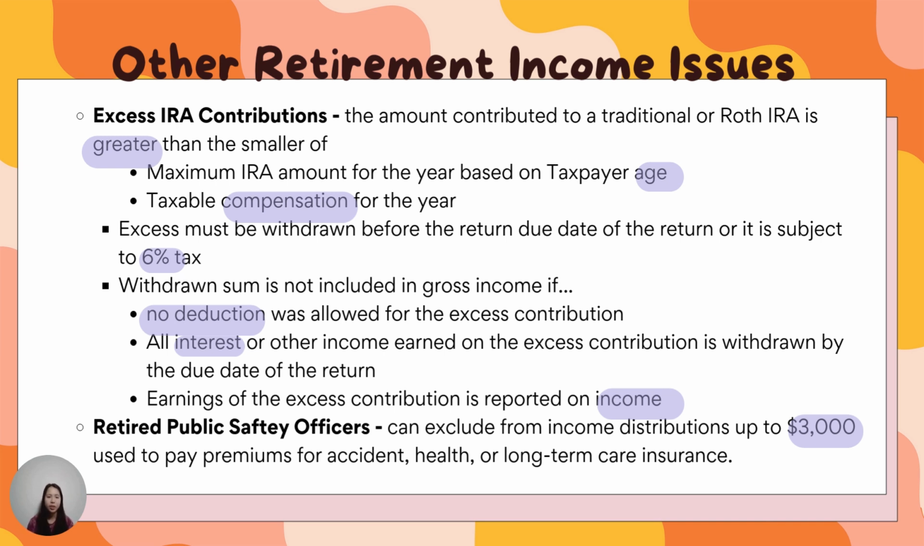The last issue that you might come in contact with in regards to retirement is retired public safety officers. These taxpayers can exclude from income distributions up to $3,000 if they're used to pay premiums for accident, health, or long-term care insurance. So a retired public safety officer might pull out $2,000 from their IRA to pay premiums for accident, health, or long-term care insurance. They're able to do that, and they can exclude those distributions.